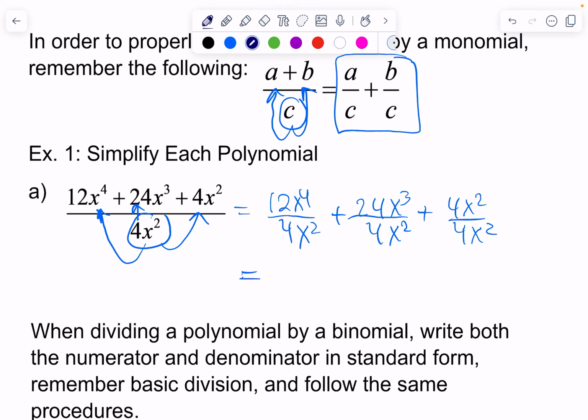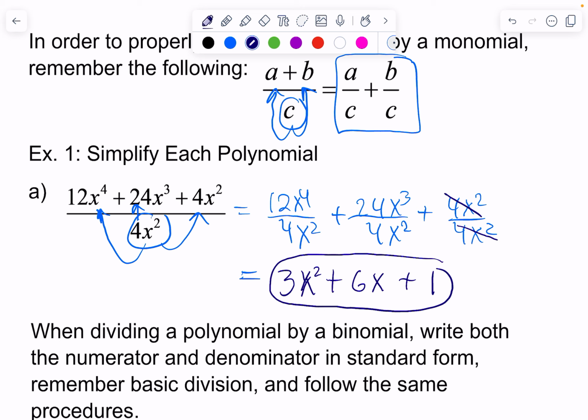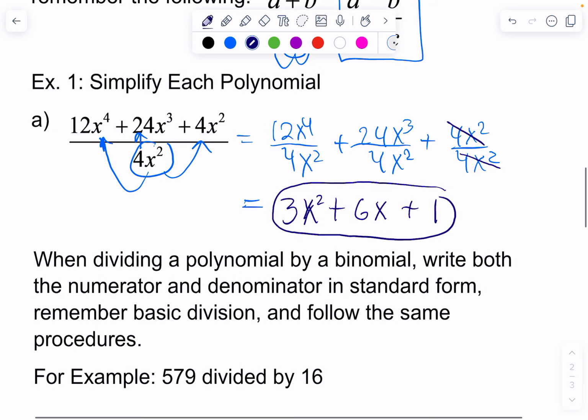We've got 12 divided by 4 is 3, and x to the fourth divided by x squared: 4 minus 2 is x squared. Remember that when you're dividing the same base, you keep the base and subtract the exponents. 24 divided by 4 is 6. x cubed divided by x squared is 3 minus 2 is 1, so we've got x. And then 4 divided by 4 is 1, and x squared divided by x squared is 1. 1 times 1 is 1. Anything divided by itself is 1. And there you have it. That is the distributive property of division.